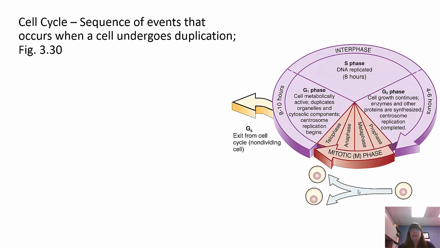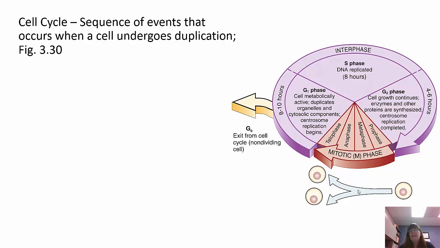The cell cycle is the sequence of events that occurs when the cells are duplicating. So as you can see over at the side here, you have the G1 phase, the S phase, the G2 phase, and the M phase. The G1 phase is the phase where they're getting ready to divide. The cells are active. They are duplicating their organelles, duplicating the cytosol components, making sure that they have everything they need for cell division to occur.